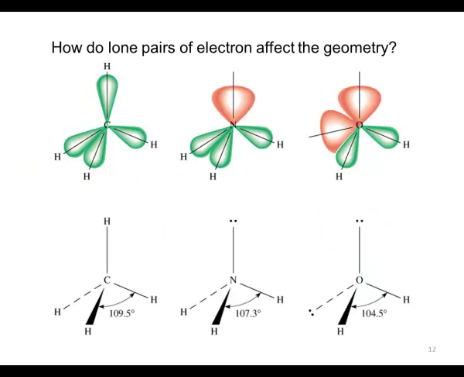How do lone pairs affect the geometry of the molecule? Notice the difference between methane, ammonia, and water. In methane there are no lone pairs and the bond angle is 109.5 degrees. In ammonia there is one lone pair, bond angle is 107.3, and two lone pairs in water decreases the bond angle to 104.5 degrees. It seems that the lone pairs have a larger volume requirement.